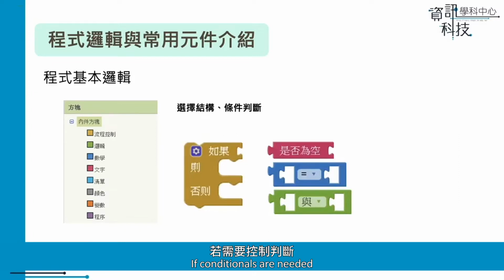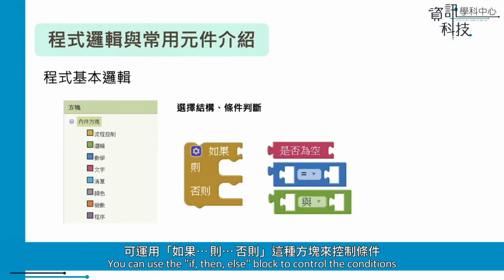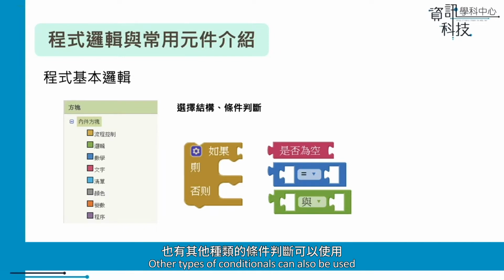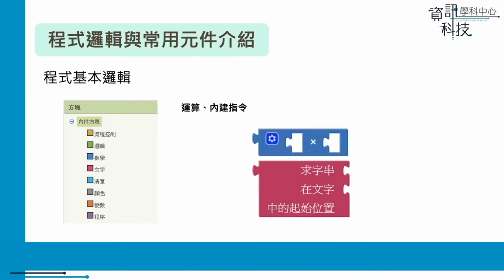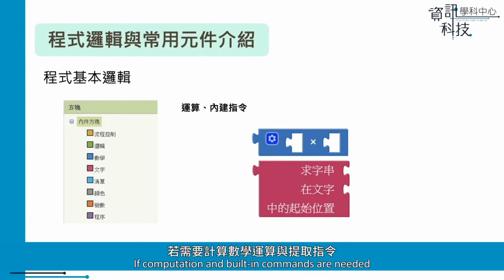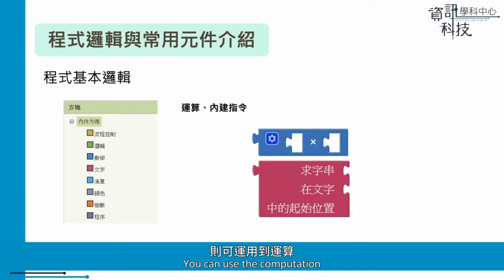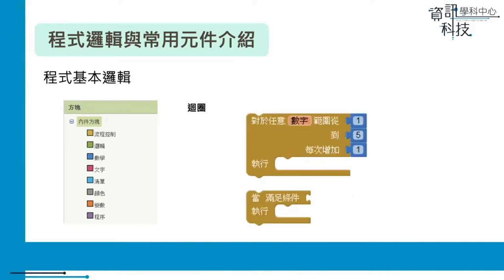If conditionals are needed, you can use the if, then, else block to control the conditions. Other types of conditionals can also be used. If computation and built-in commands are needed, you can use the computation and built-in commands to calculate or get the information. If you need to execute a certain event repeatedly, you can utilize the loop built-in block to control the repeat execution.